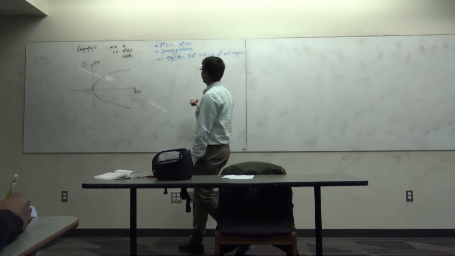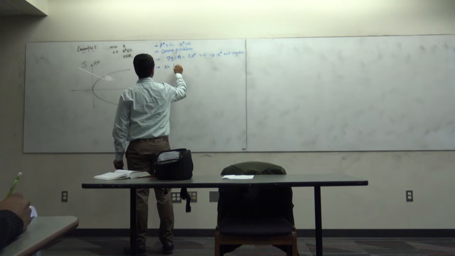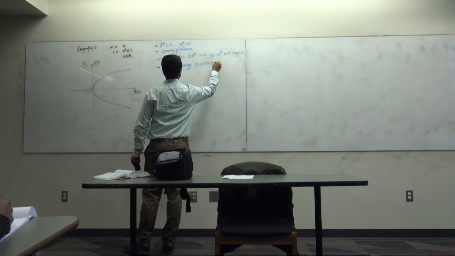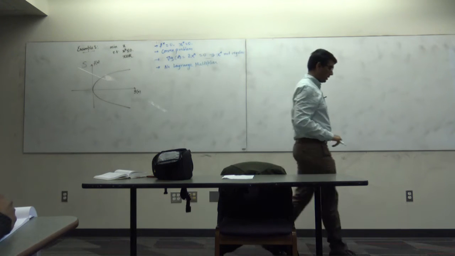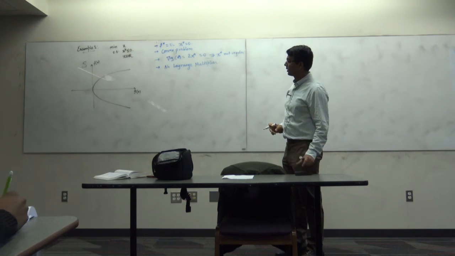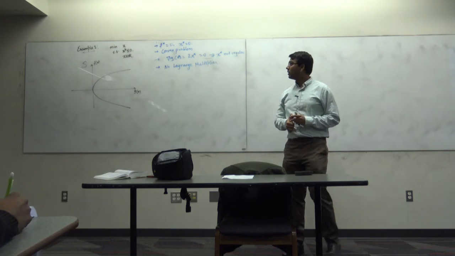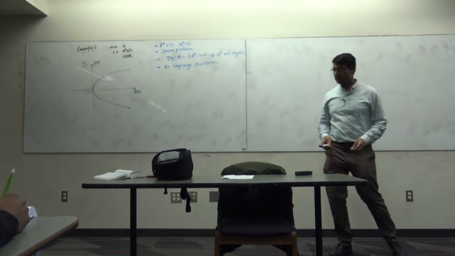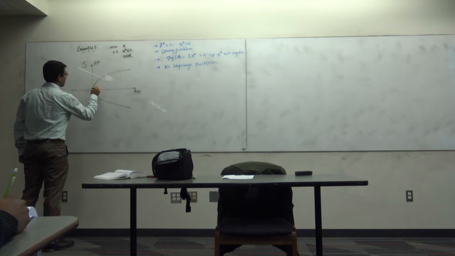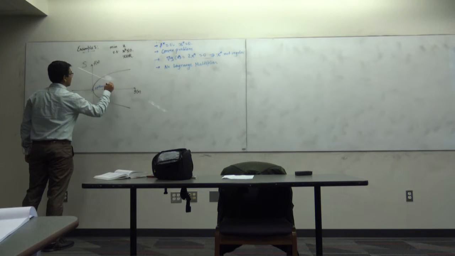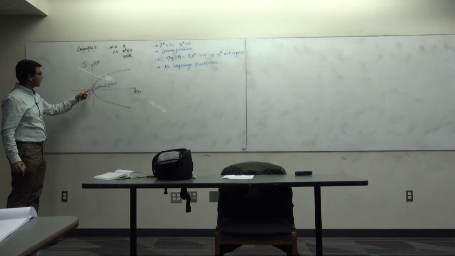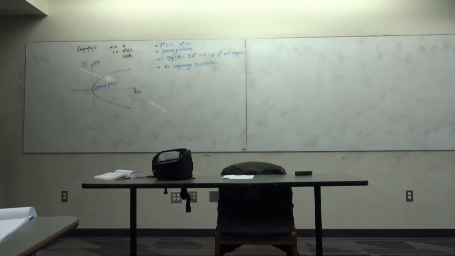If x star is not regular, can I talk about Lagrange multipliers? So there's no Lagrange multiplier. Because x star is not regular, I can't talk about Lagrange multiplier theory here. Let's mark this point x star equal to 0. So this is my optimal. So f(x star) equal to 0 and g(x star) equal to 0. Okay, that's the optimal point.